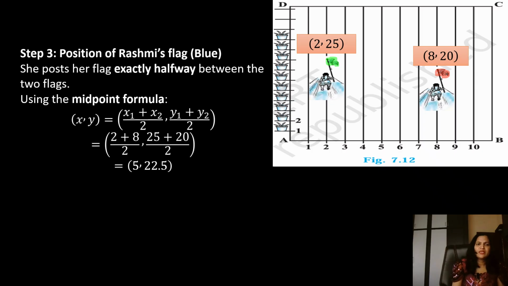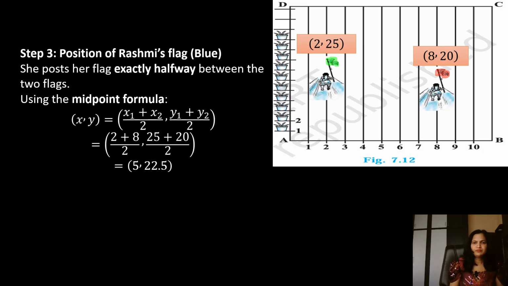Step 3, position of Rashmi's flag, that is the blue flag. She posted her flag exactly halfway between the two flags. Exactly in the middle of the distance. So it is a midpoint. That's why the formula is (x, y) equals (x1 plus x2) by 2, (y1 plus y2) by 2.